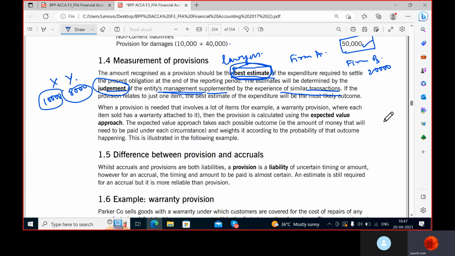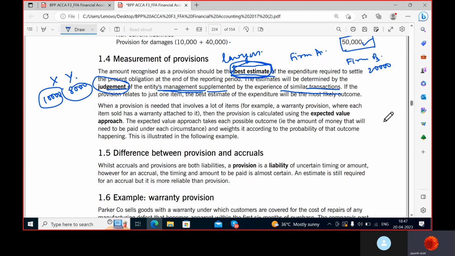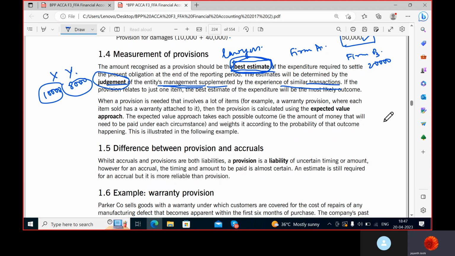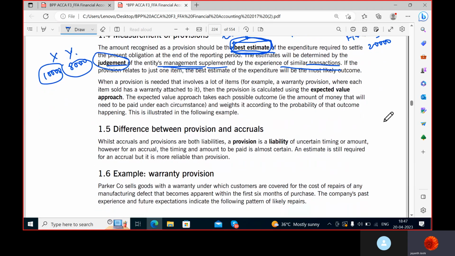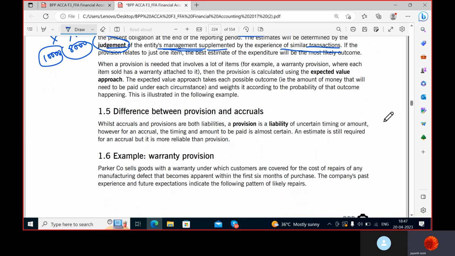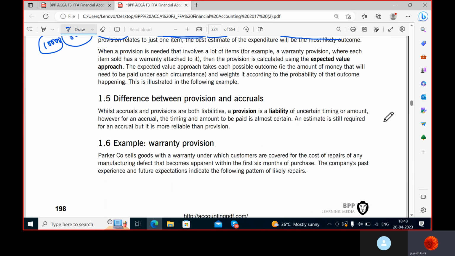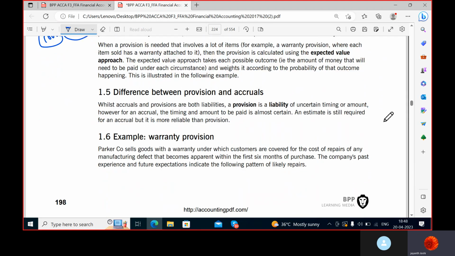Now, when a provision is needed that involves a lot of items, like warranty provision where each item has a warranty attached to it, then the provision is calculated using the expected value approach. And how is this expected value approach calculated? Taking each possible outcome and weighting it according to the probability of that outcome happening. For that, we have a very good example here.